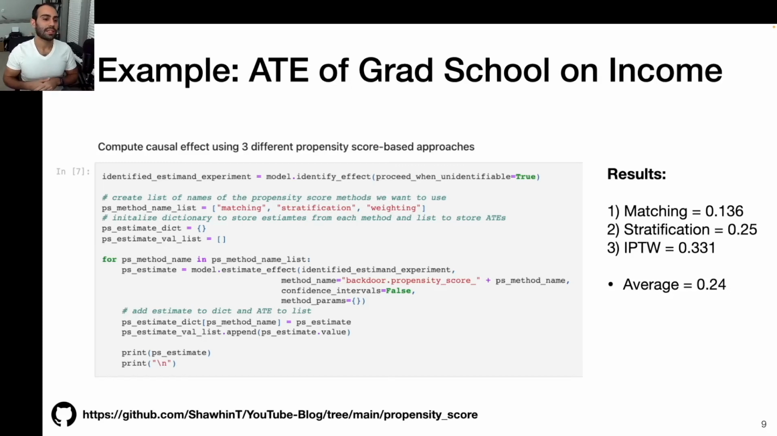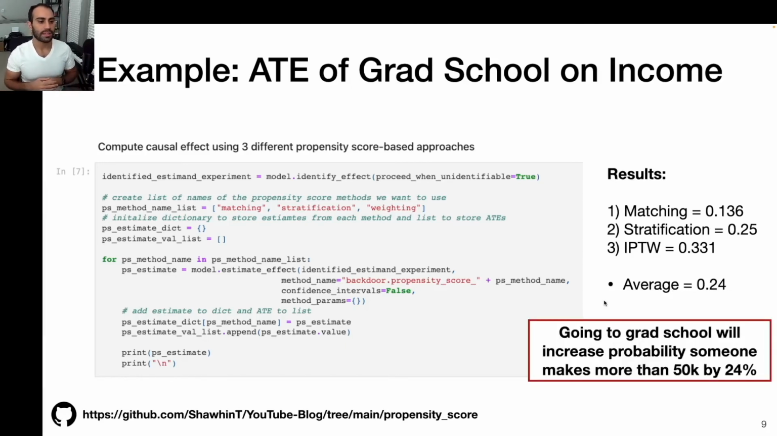So it's interesting to see that all three methods, even though they're all using the same data, give different causal estimates. So one thing we can do is just aggregate these and take their average. And so the average of all three methods is 0.24. For those of you who recall the causal inference video where we did an identical analysis, but there, instead of using propensity score based methods, we used something called a meta learner, and we got a similar result. So there the average treatment effect was 0.2, and here we have 0.24. So very similar. So how we can interpret this result is going to grad school will increase the probability someone makes more than $50,000 a year by 24%.